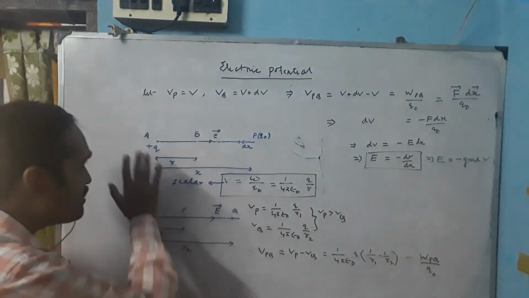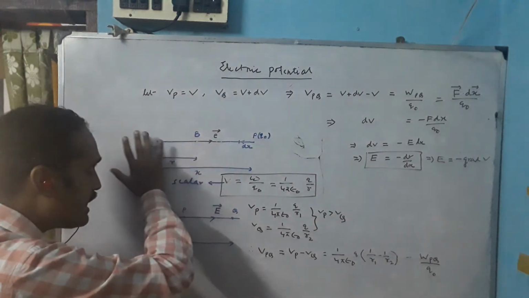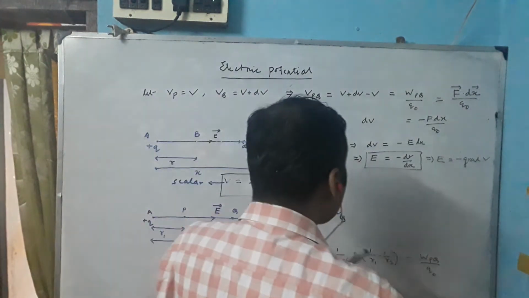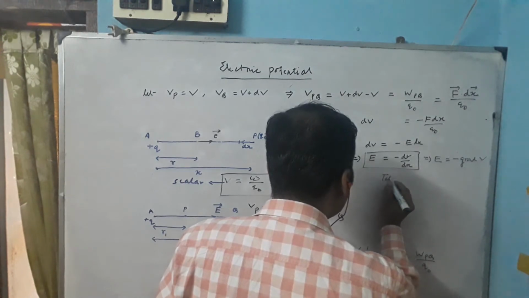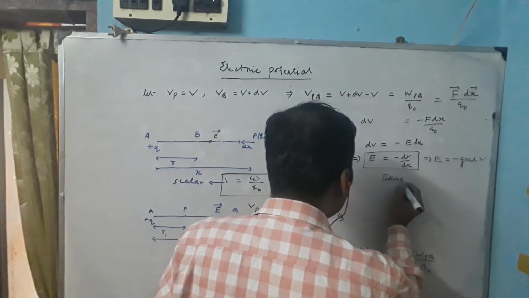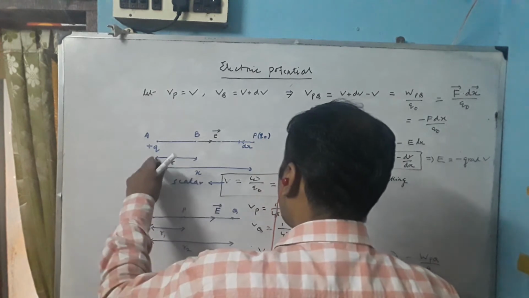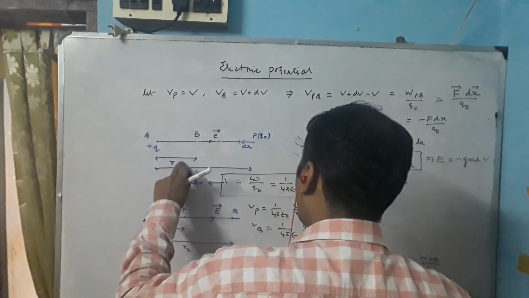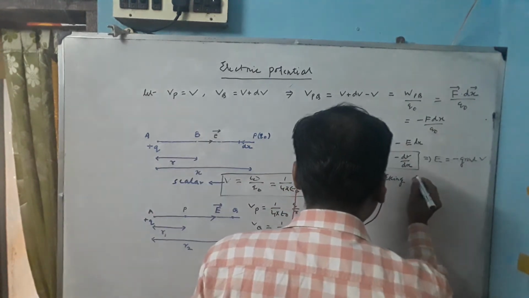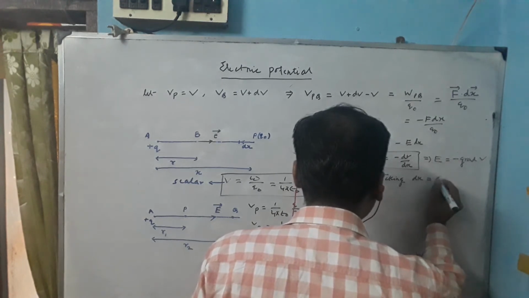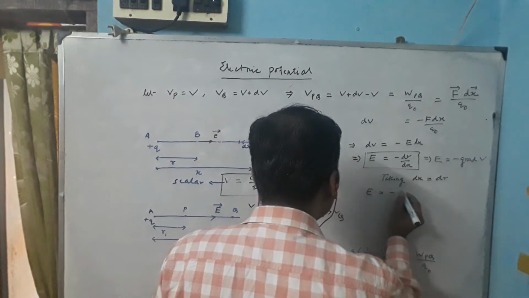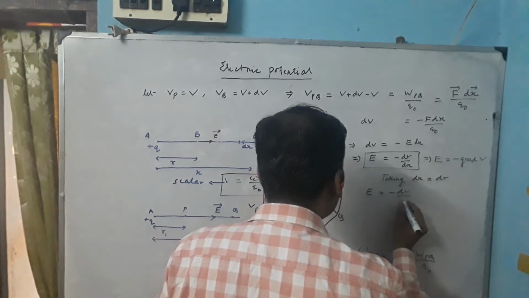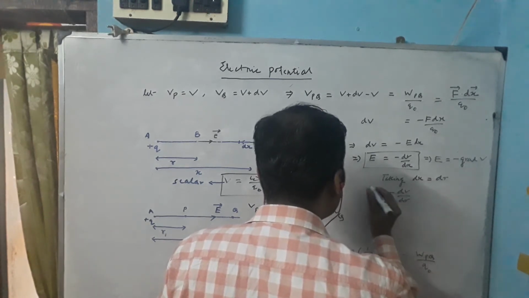Why dx? Because we are considering this as the x-axis. Now since this is in terms of r, you can use dr in place of dx. This is also correct.